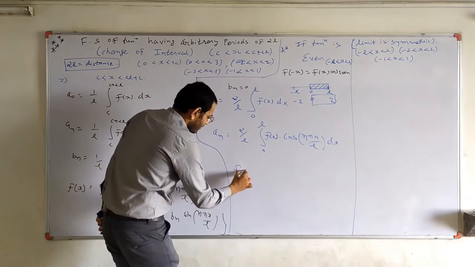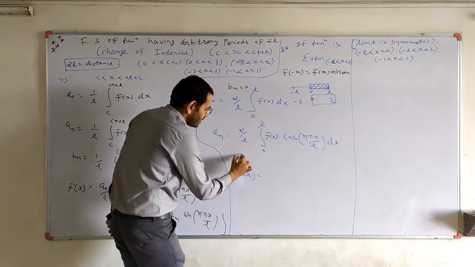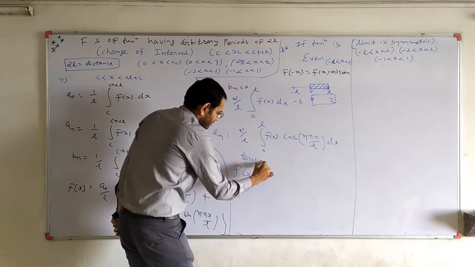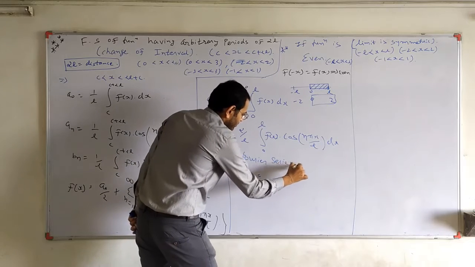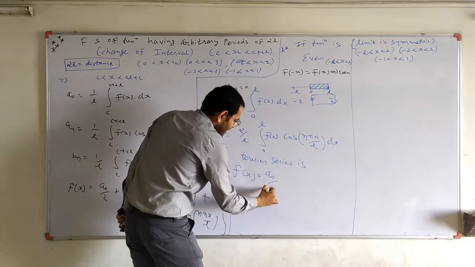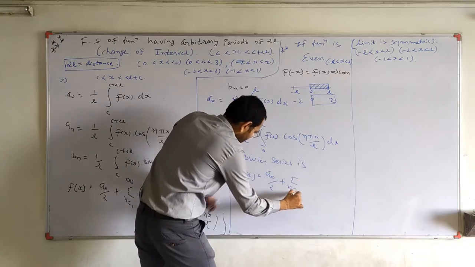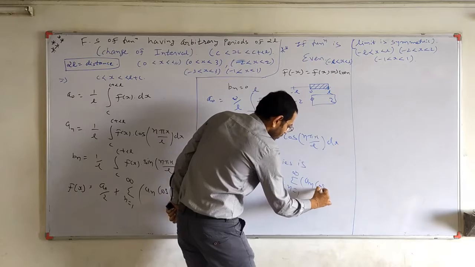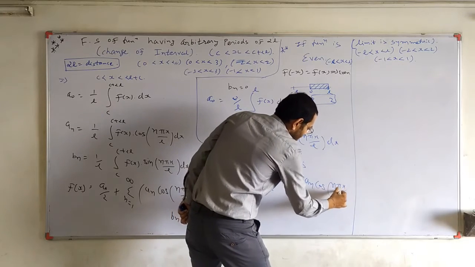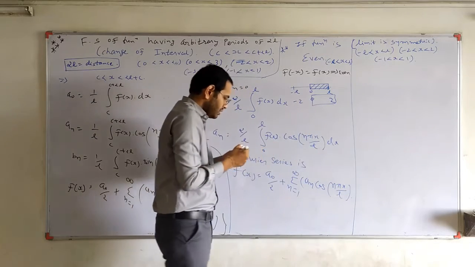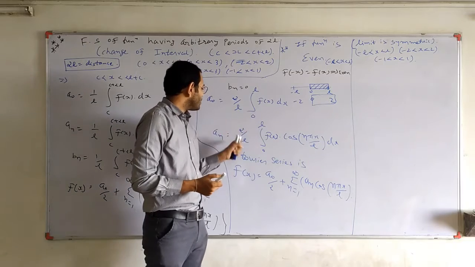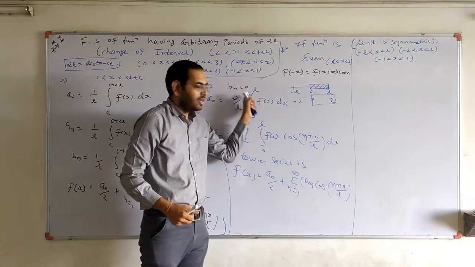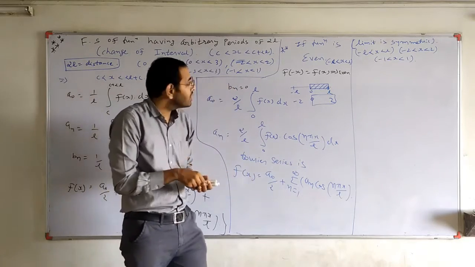Now, our final Fourier series is f of x equal to a0 by 2 plus summation n equal to 1 to infinity of an cos n pi x by l. Just substitute the values of a0 and an in this equation; bn is already 0.